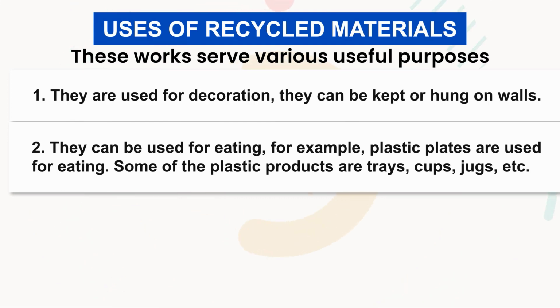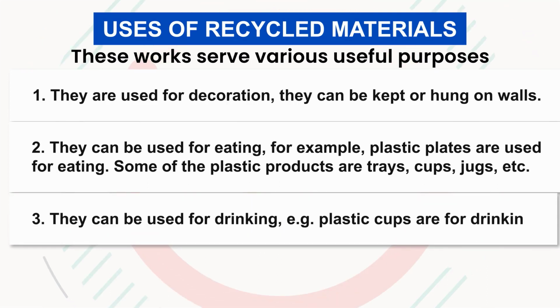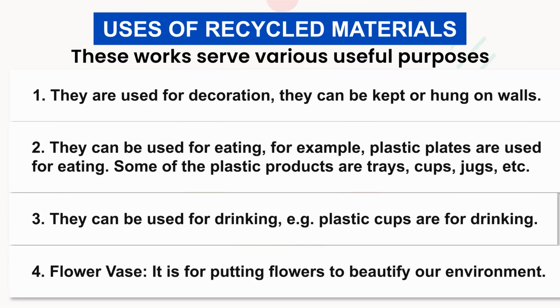Some of the plastic products are trays, cups, jugs, etc. Number three, they can be used for drinking, e.g., plastic cups are for drinking. Number four, flower vase is for putting flowers to beautify our environment.